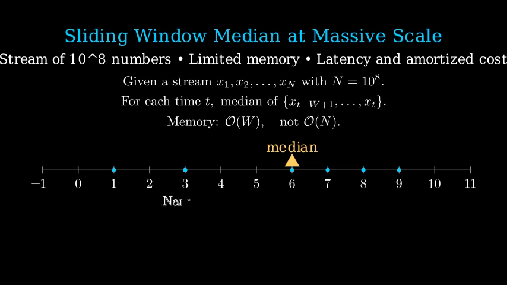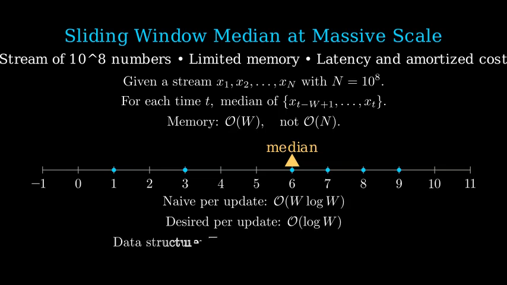to the right. Naively, after each new element, sorting the W items costs W log W time, which is too slow. We need about logarithmic time in W per update. The classic solution uses two heaps, a max heap for the lower half and a min heap for the upper half. The median is either the top of the heavier heap or the average of the two tops.